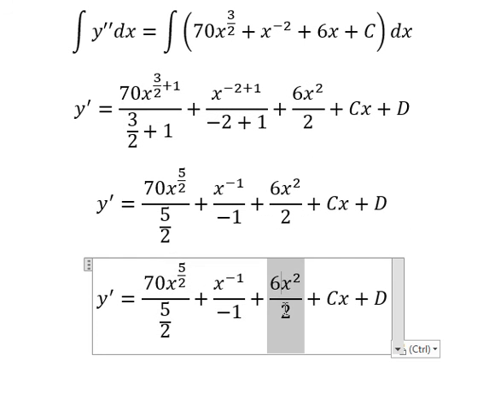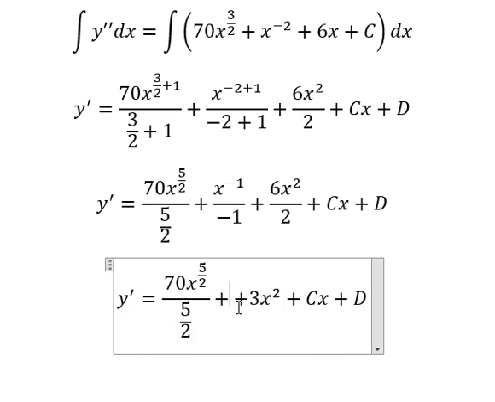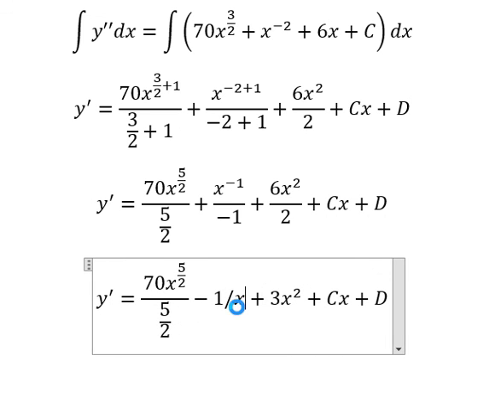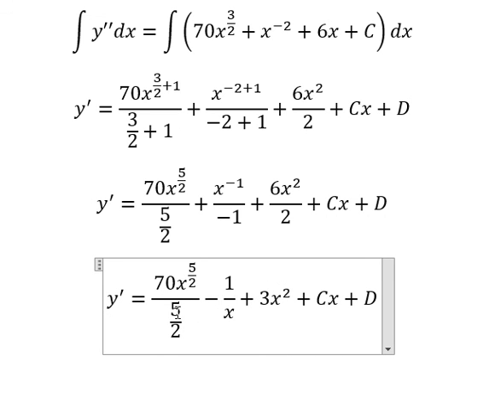6 divided by 2 we have number 3. This one we can write into negative 1 over s. 70 divided by 5 over 2, you get about 28.